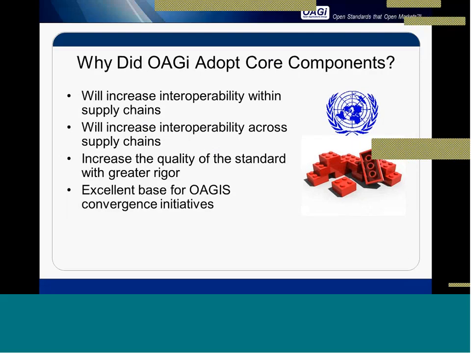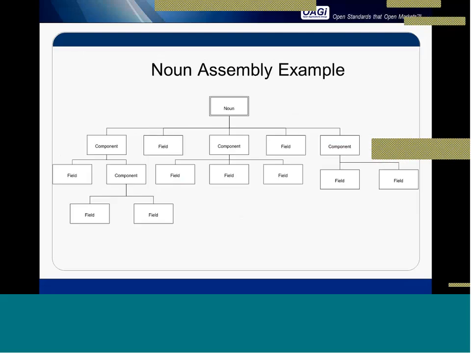So we believe that this will increase interoperability not only within our supply chains because of increased quality of the OAGIS work, but also across supply chains, by the fact that several other standards groups like HRXML and ACORD for the insurance industry are adopting these. And we also find that it's an excellent base for any of our convergence initiatives, because we can say, let's start with the core component as our base in order to harmonize efforts across organizations.